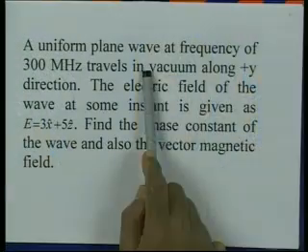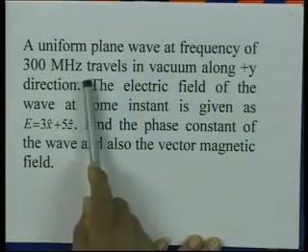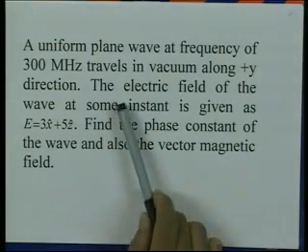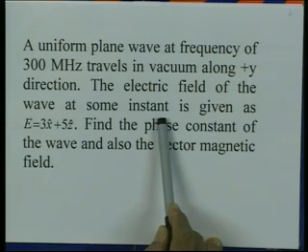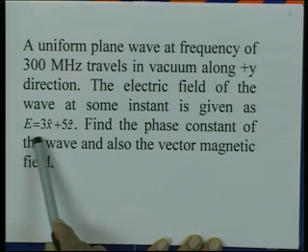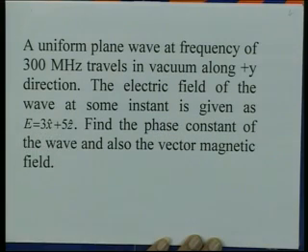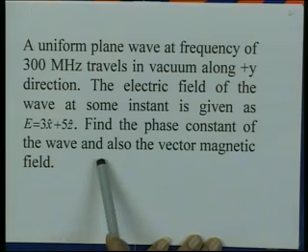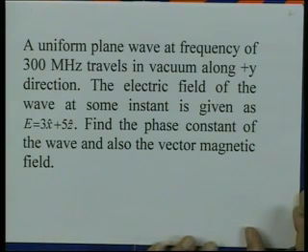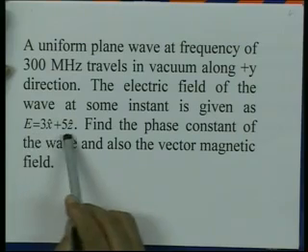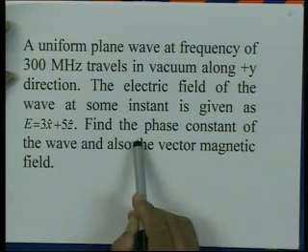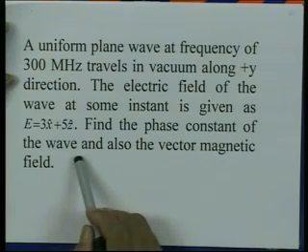A uniform plane wave at frequency of 300 megahertz travels in vacuum along plus y direction. The electric field of the wave at some instant is given as E equal to 3 x cap plus 5 z cap, where x cap and z cap are the unit vectors. Find the phase constant of the wave and also the vector magnetic field. So, in this problem, the vector electric field is given at some instant of time, and we are asked to find out the phase constant of the wave and also the vector magnetic field.